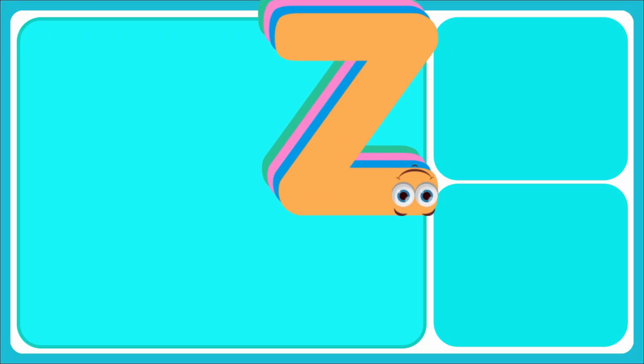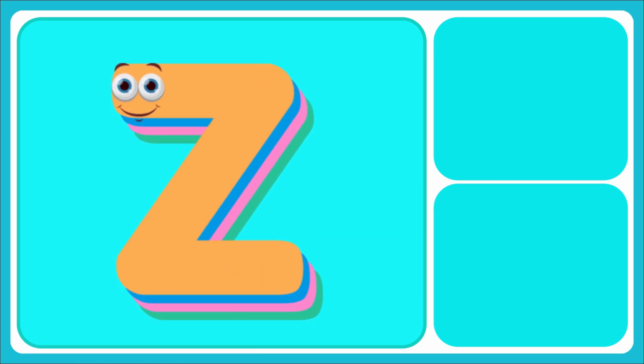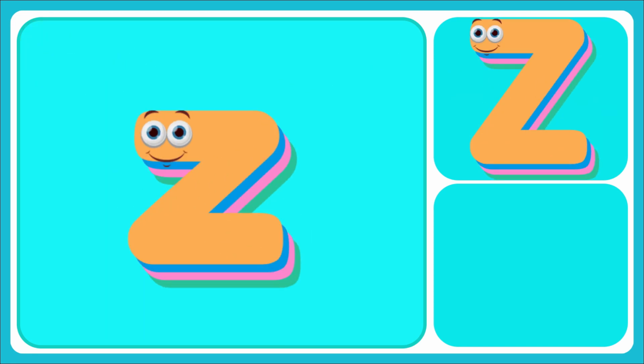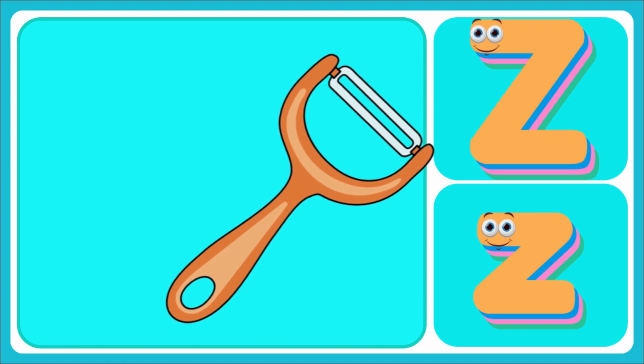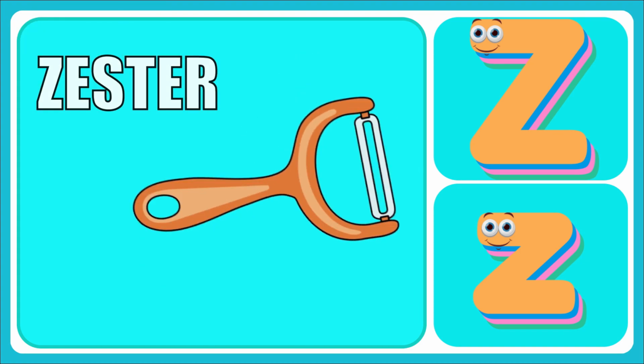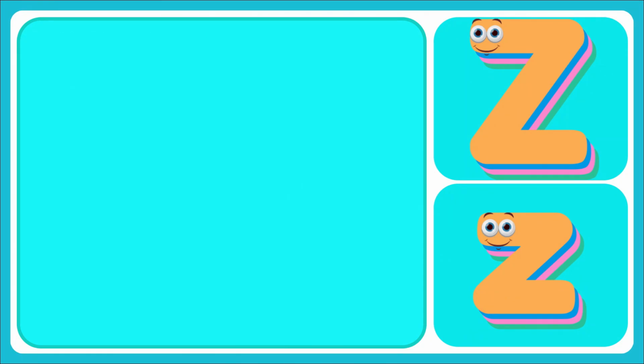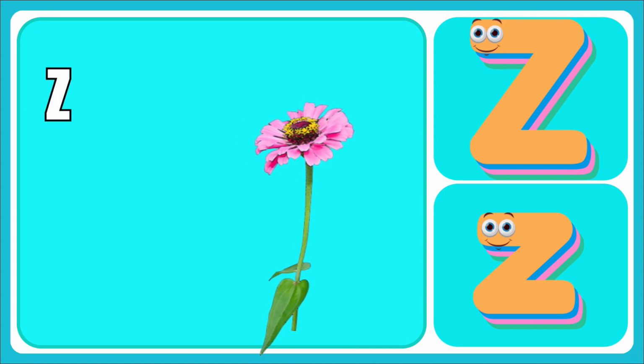Today we will learn alphabets and their sounds. Have you ever seen the letter Z? Hi, I am letter Z and my sound is Z, Z, Z. And the words that start with me are Zister, Za, Za, Zister. Zombie, Za, Za, Zombie. Xenia, Za, Za, Xenia.